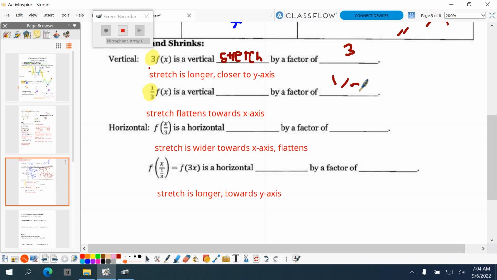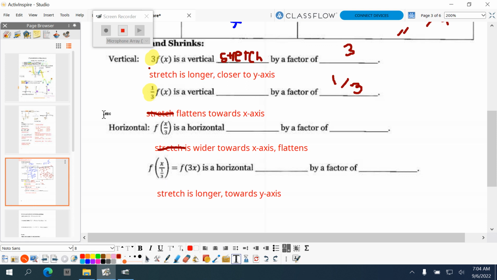right here. And this is a vertical, and it's actually not a stretch, it's a shrink. It's a shrinking. And similarly, this is a shrink as well. So I actually typed that wrong. So it should be a shrink. I'm glad I caught that. Sometimes we make mistakes trying to prepare everything.